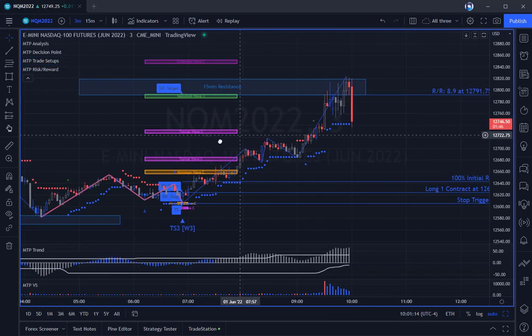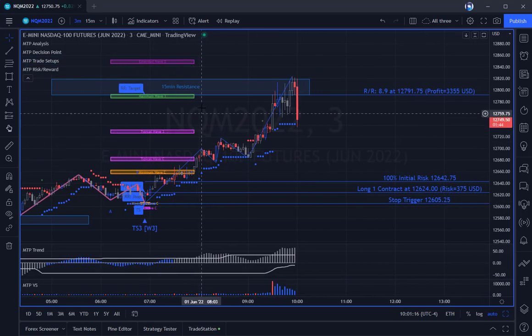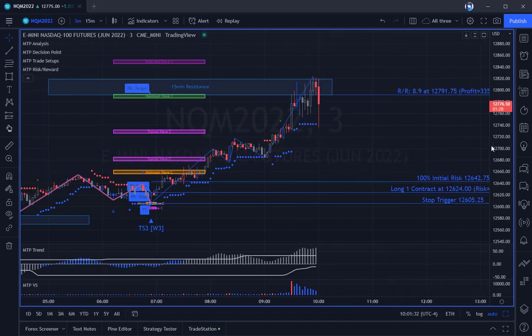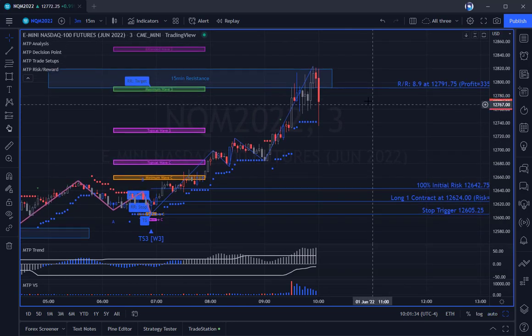So if I now go up to the 15-minute resistance area, that was the higher time frame target. You can see that would have increased our profit from around about 5 hour, which was at the typical wave 3 WPT, to nearer 9 hour, 8.9, so just under a 9 hour profit. So a very good trade indeed.